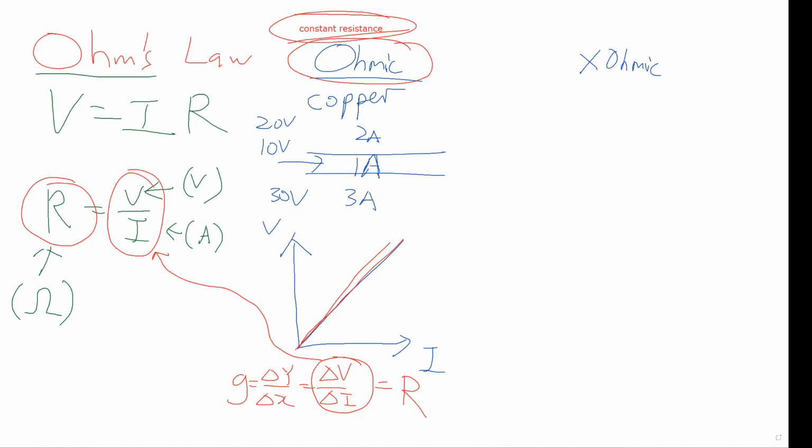So next thing here is what is a non-ohmic conductor? If an ohmic conductor has constant resistance, then obviously a non-ohmic conductor will have changing resistance.